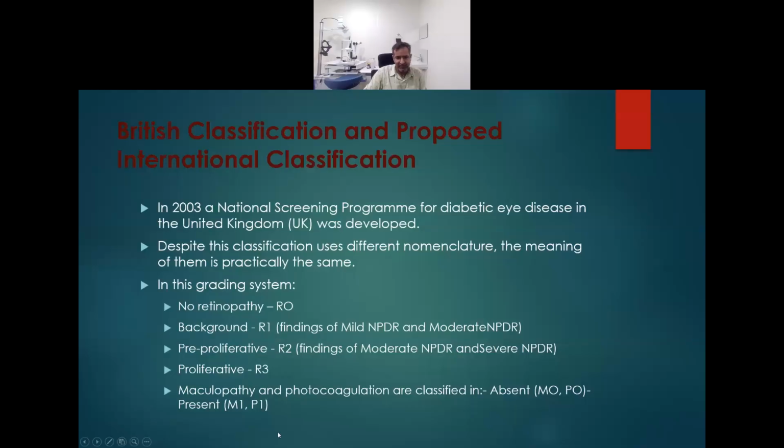Proliferative is graded as R3. And whenever maculopathy and photocoagulation are classified as absent, that is M0, maculopathy absent, and P0, photocoagulation absent, both are absent, and when they are present, it is classified as M1, P1.